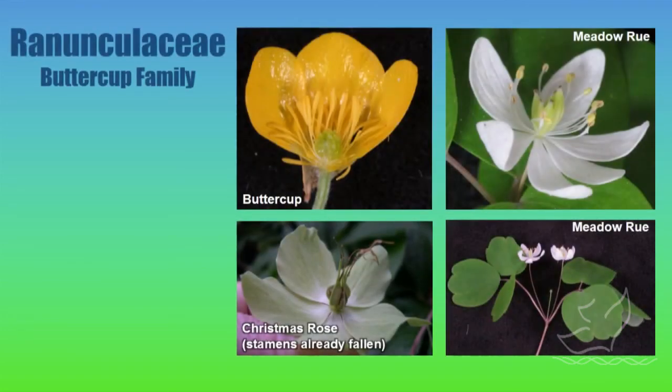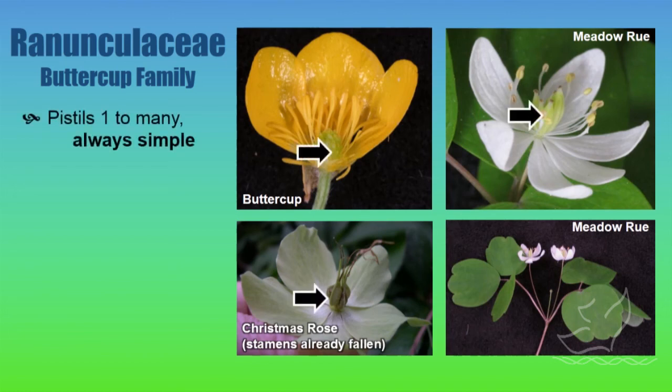The first family is the Ranunculaceae. This is the Buttercup family. The pistils can be anywhere from one to many, but always simple, never fused to one another.